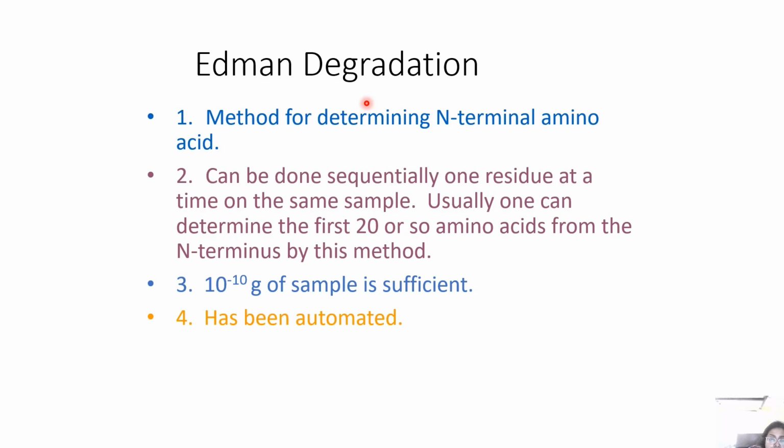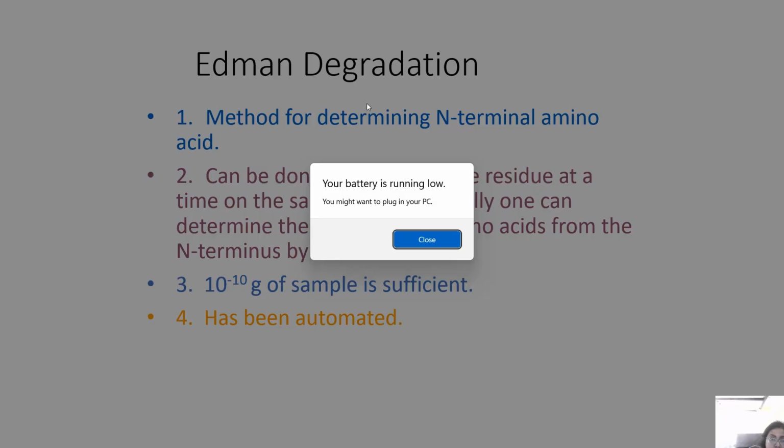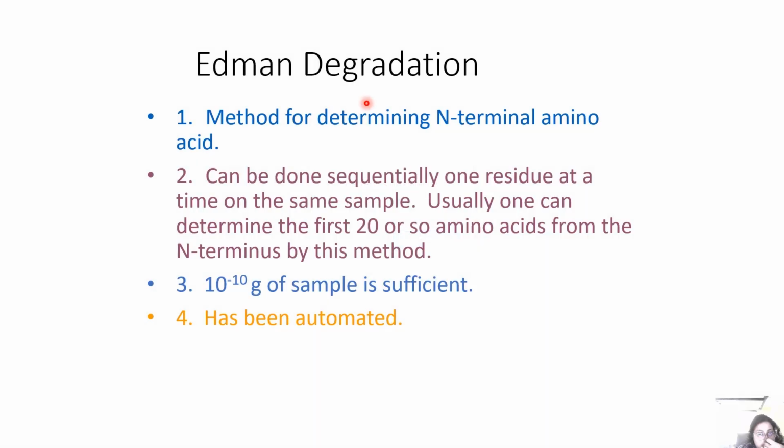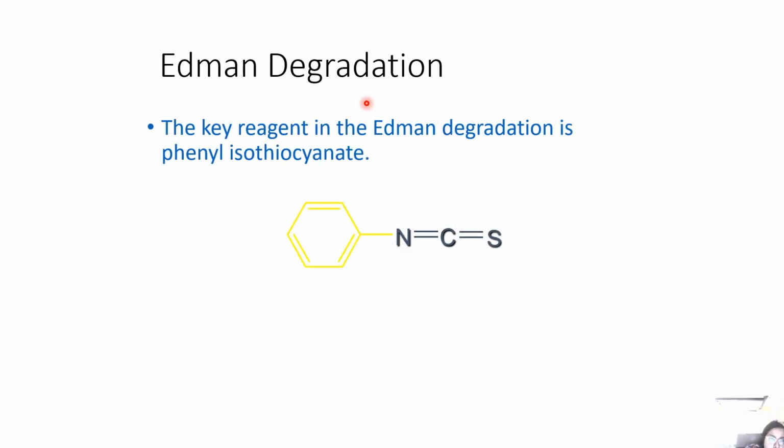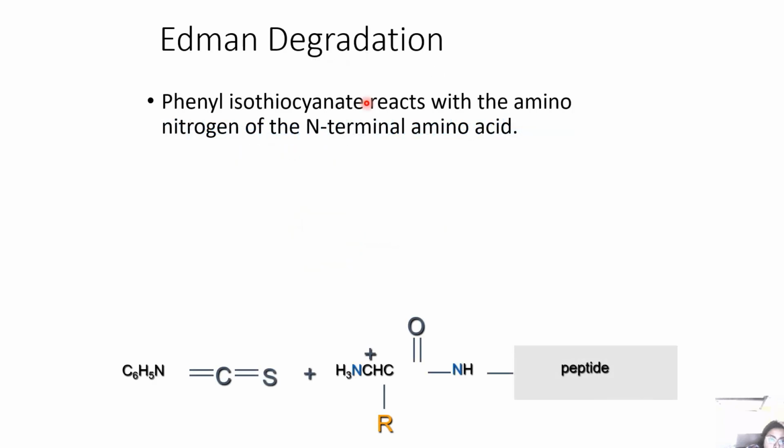Now, the Edman degradation is a method for determining the N-terminal amino acid that can be done sequentially, one residue at a time on the same sample. Usually, one can determine the first 20 or so amino acids from the N terminus by this method. A very small amount is sufficient. The key reagent in the Edman degradation is phenyl isothiocyanate.